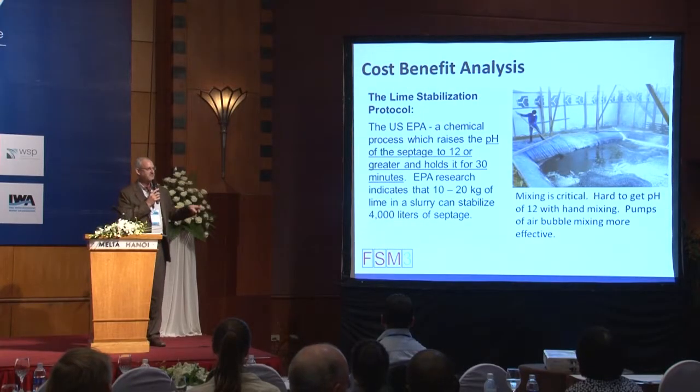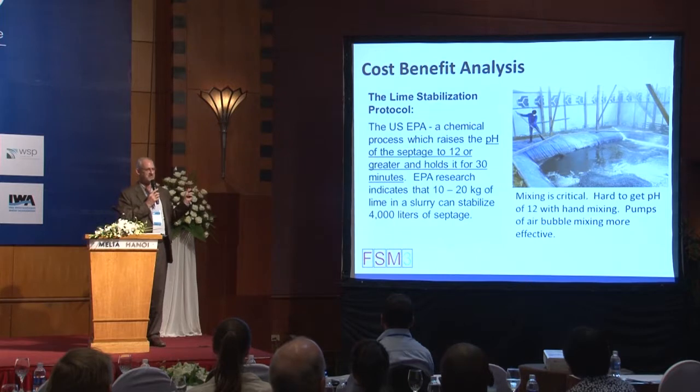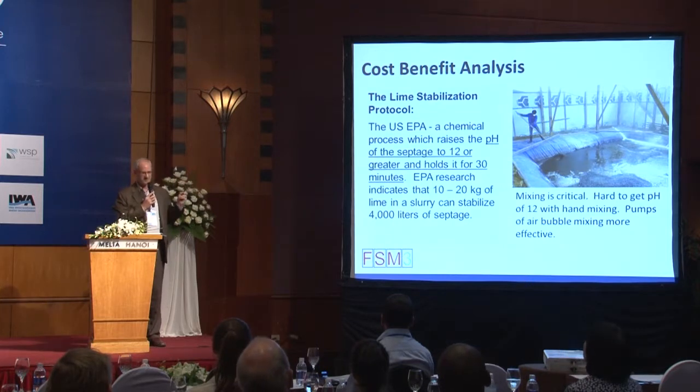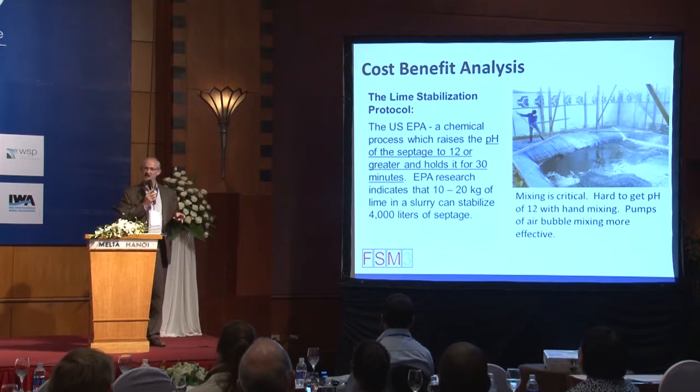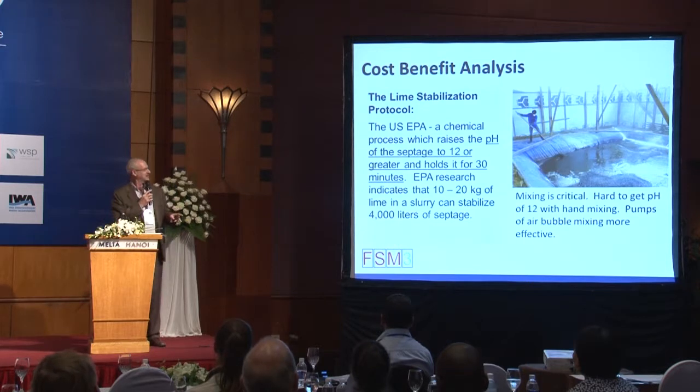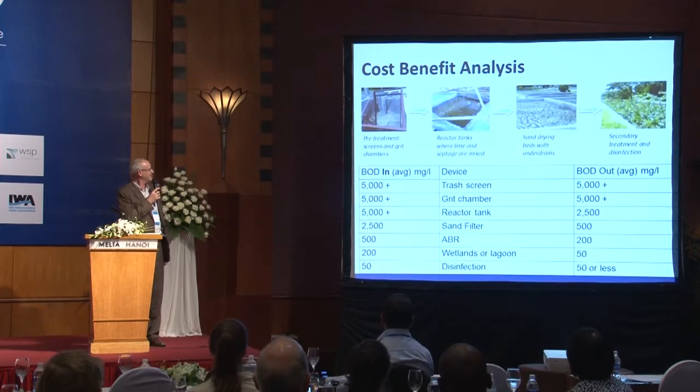Let me just mention that the protocol for lime stabilization from EPA anyway, is that you raise the pH up to 12, as we've discussed, and keep it there for 30 minutes. And that does kill off most of the pathogens, not all of them, and it does prevent regrowth of the organisms to some extent. And it only takes about 10 to 20 kilograms of hydrated lime per 1,000 gallons, basically 4,000 liters, of sludge.